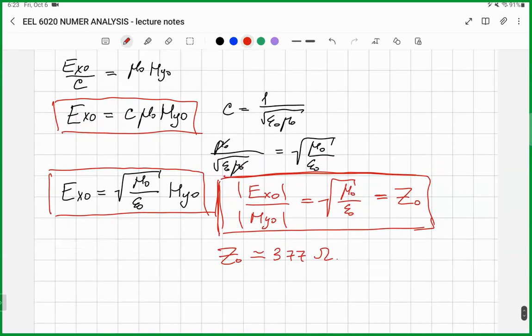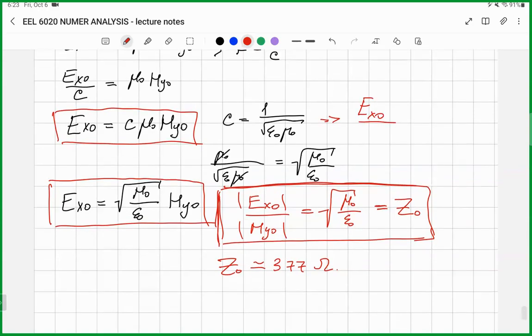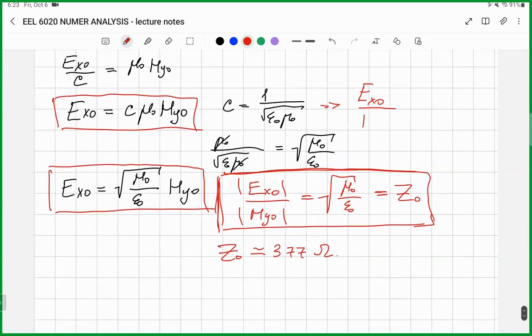And from this formula, by the way, we also conclude that if I substitute the H field by the B field, I get basically the same formula in other terms: the electric field over the magnetic field is equal to the speed of light. Okay, so if my magnetic field is represented in terms of the B field, then the electric field over the B field is equal to c.